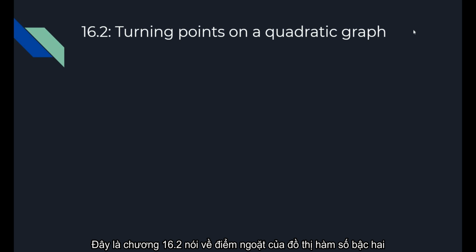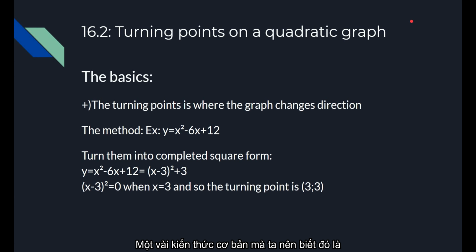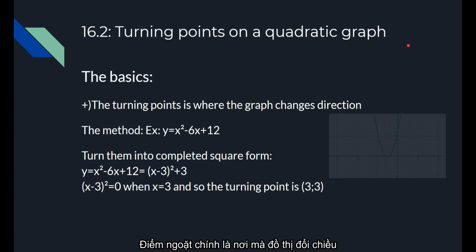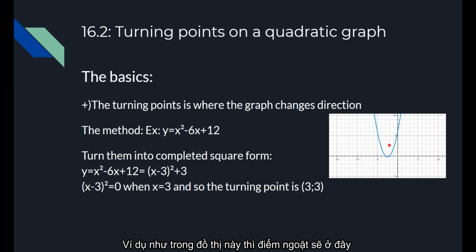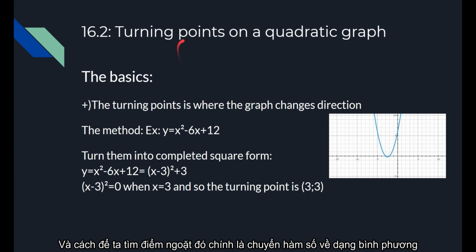So, welcome to chapter 16.2 about turning points on a quadratic graph. The fundamental knowledge that you should know is that the turning point is where the graph changes direction. For example, right here, the turning point would be here because that is where the line changed from declining to ascending. The way that you know where the turning point is, is by using the completed square method.